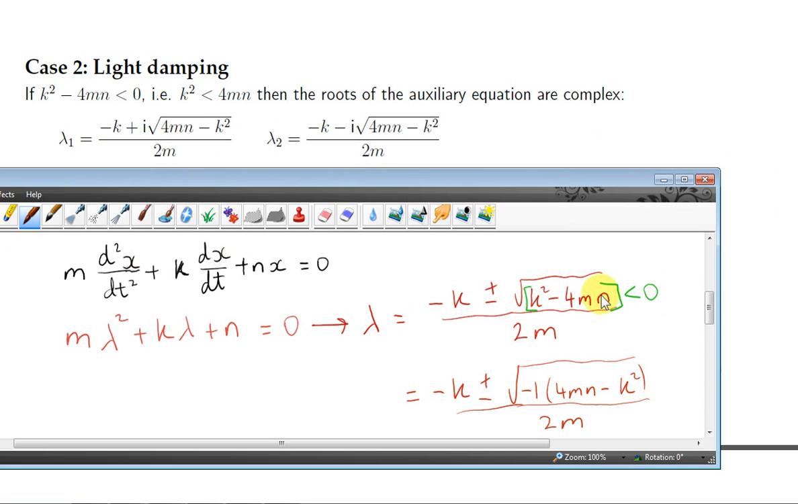Now we can write k squared minus 4mn as minus 1 times 4mn minus k squared, and then we can take the square root sign over each factor. So we'll have the square root of minus 1 times the square root of 4mn minus k squared. Well, the square root of minus 1 we call i. So we get two solutions depending on whether we take the plus or the minus. So we will call the two solutions lambda 1 and lambda 2.